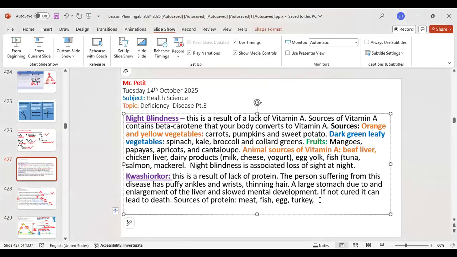Now there are plant sources of protein, which are going to be beans and nuts. So if you are a vegetarian or a vegan, you could find protein. It's not only found in animals.